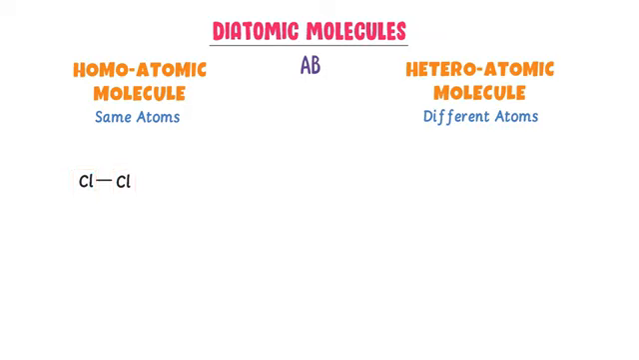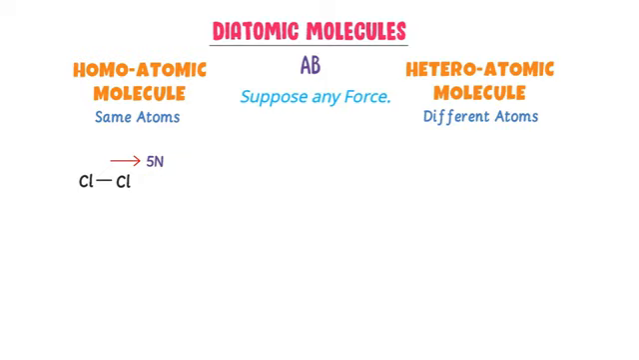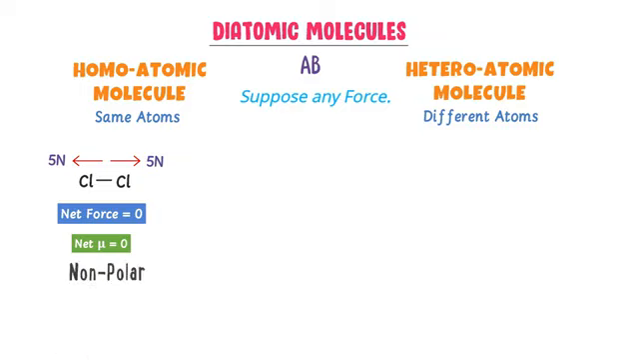Same atoms exert same forces on the shared pair of electrons. For example, if this chlorine exerts 5 Newton force in this direction, then this chlorine also exerts 5 Newton force in this direction. What about the net force? Well, we see that the net force is equal to 0. Hence the net dipole moment is 0. Therefore we say that this molecule is a non-polar molecule.